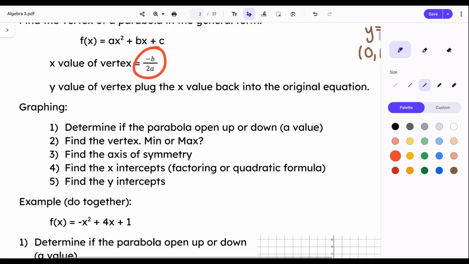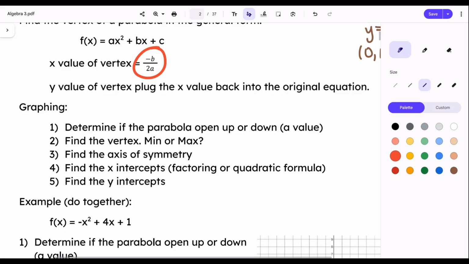Now, the b and the a come from that equation. Those are the numbers that are in front of the x squared and the x. And then c would also be a number, but it won't have an x or any letter attached to it. It'll just be a standalone number. So we'll use that equation to help us find our vertex.